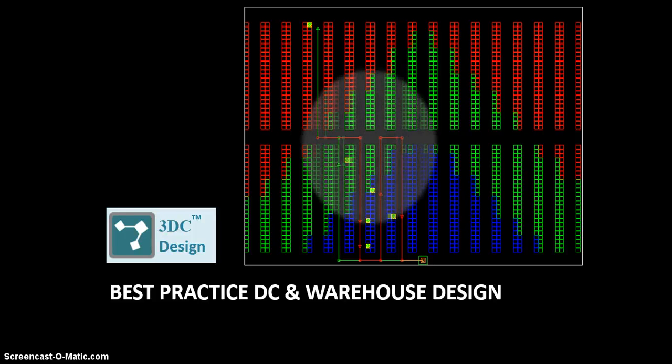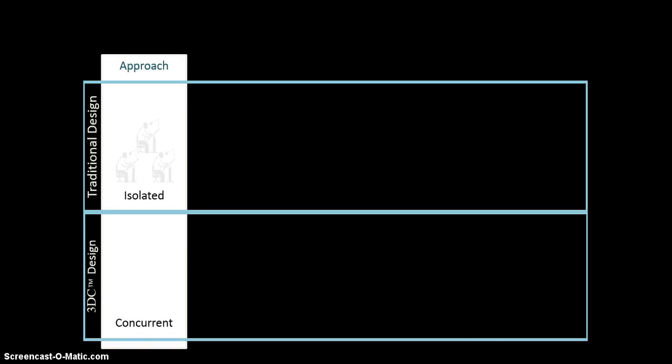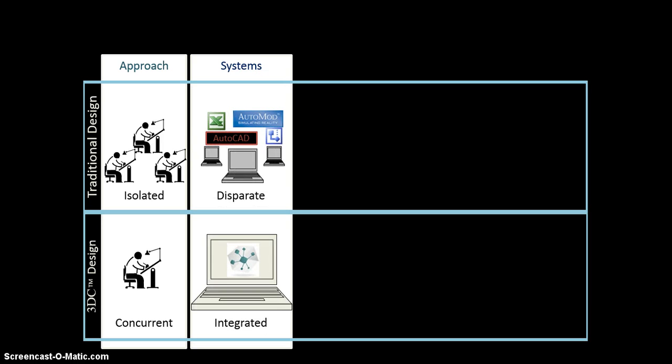3DC design offers a best practice for DC and warehouse design. Traditional design isolates the engineering analyses, while 3DC runs concurrent analyses. Traditional design uses disparate systems. 3DC integrates design in one system.